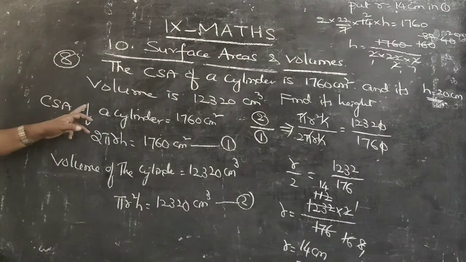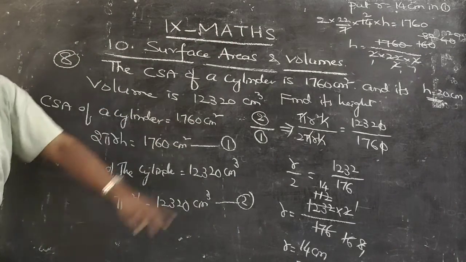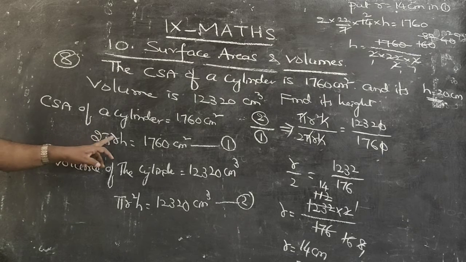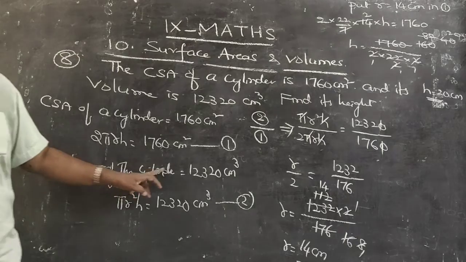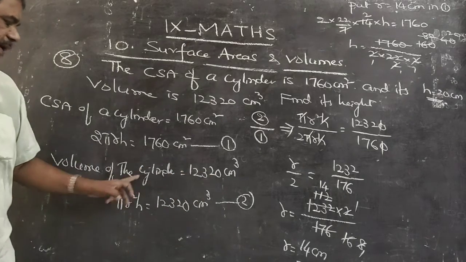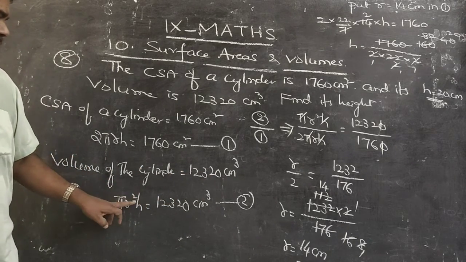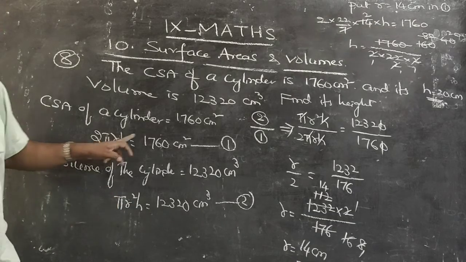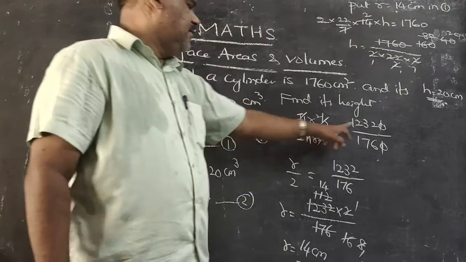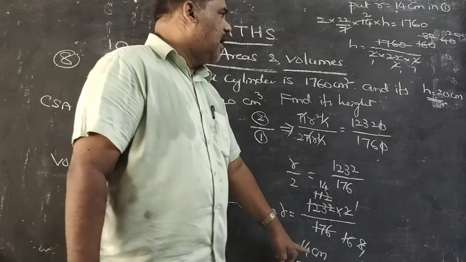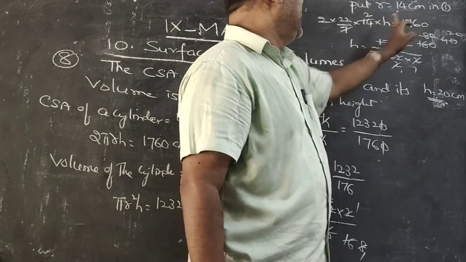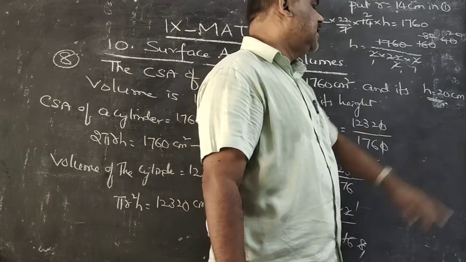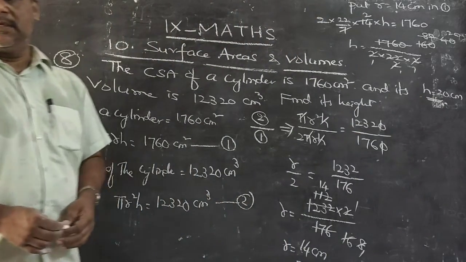So first, CSA of the cylinder is given as 1760, that is 2 pi r h. Volume of the cylinder is 12320, that is pi r square h. So the second equation you have to divide by the first equation, then we will get r value 14. After getting r value, put r value in the first equation, we will get h value. So height of the cylinder is 20 centimeters.